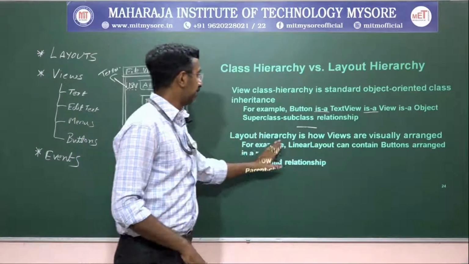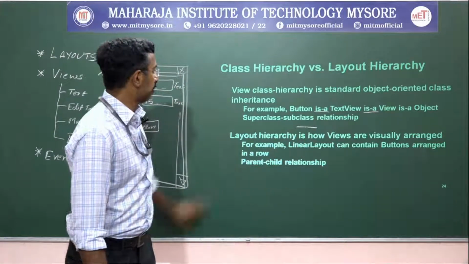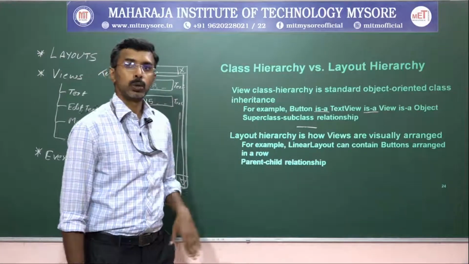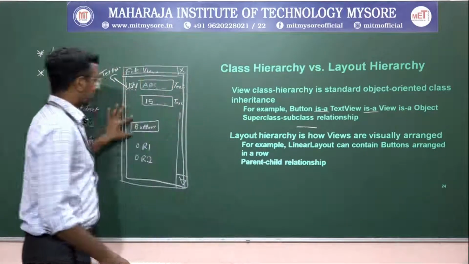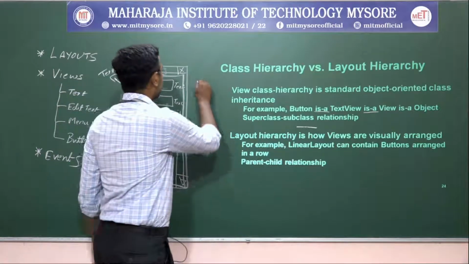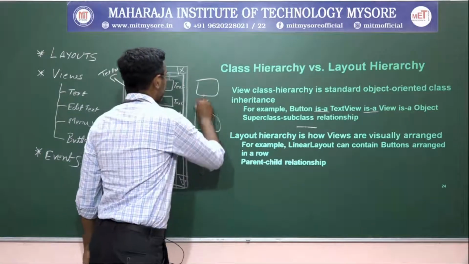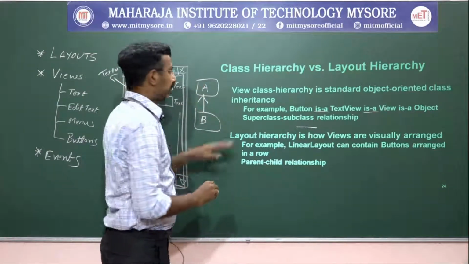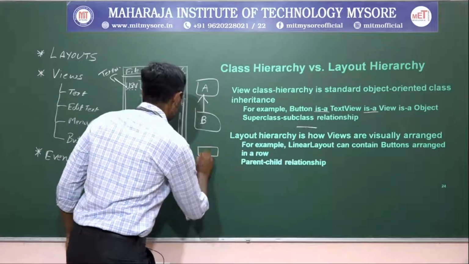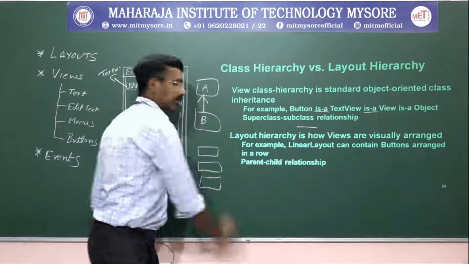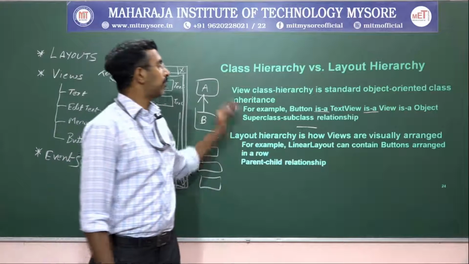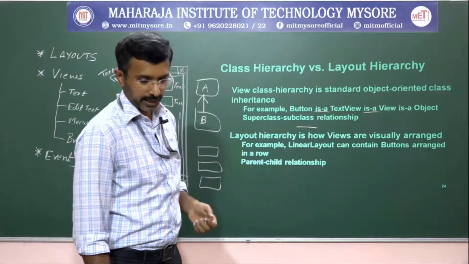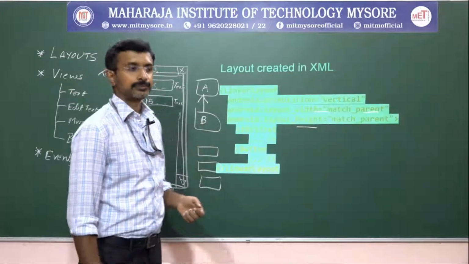Whereas a layout hierarchy is how views are visually arranged. For example, a linear layout can contain buttons arranged in a row, which means one after the other. In a class hierarchy, a class is derived from another. This is your class hierarchy: A, B, where B is derived from A. Whereas in a layout hierarchy, this is how it is arranged. This is a simple example if you want a picture of class hierarchy versus layout hierarchy.